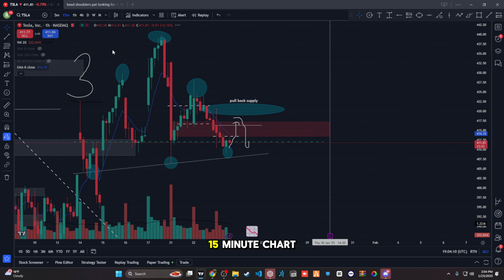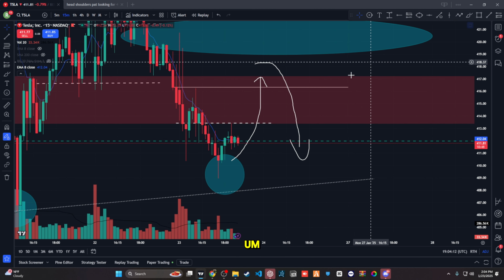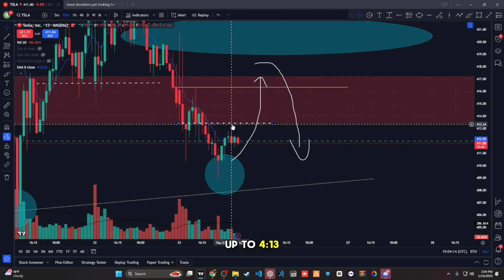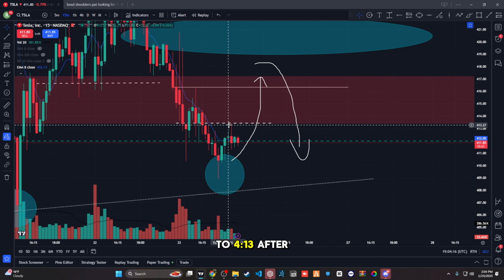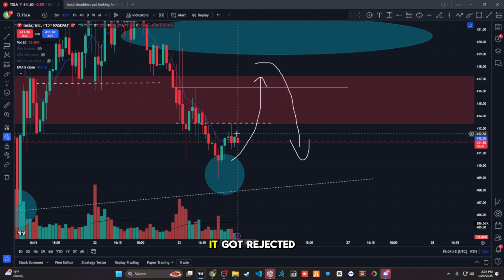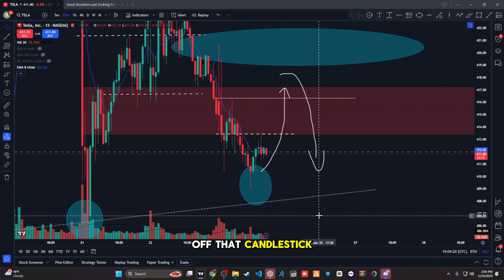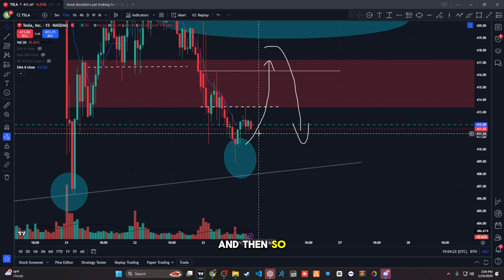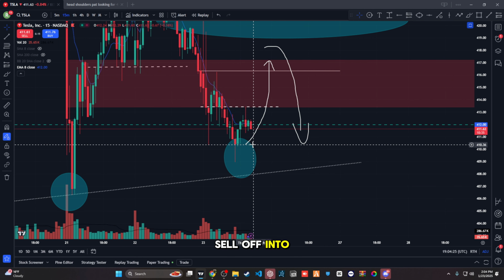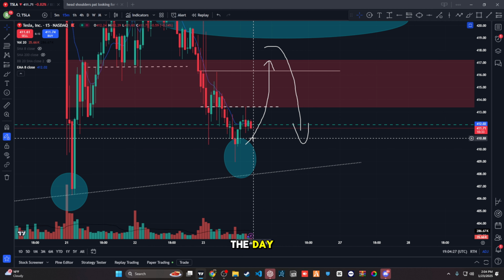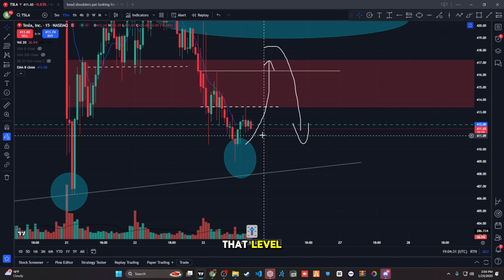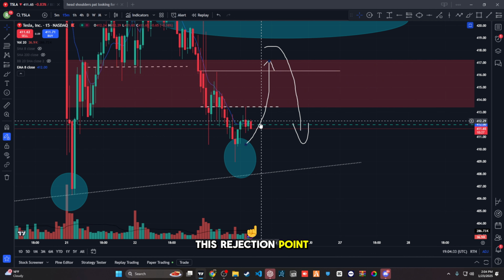Let's break it down on the 15-minute chart. It came up to 413. After it came up to 413, it got rejected off that candlestick, so it's probably gonna sell off for the day, probably into like 410. It's probably gonna sell off into that level based off of this rejection point right here.